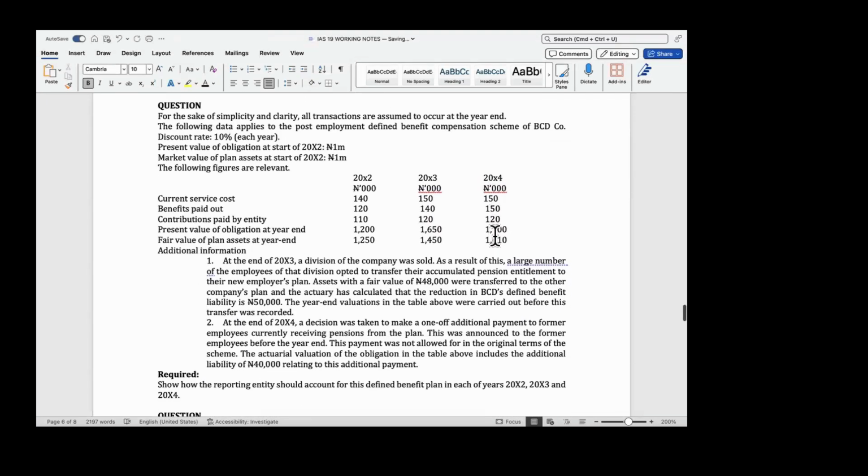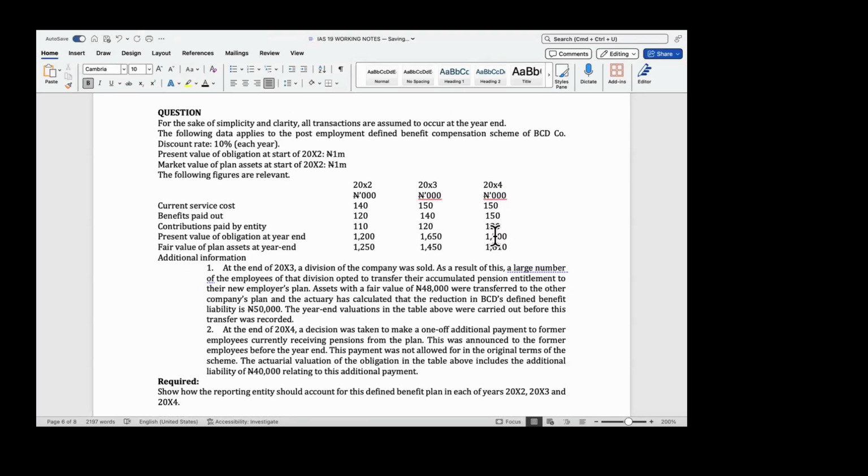For the sake of simplicity and clarity, all transactions are assumed to occur at the year end. The following data applies to the post-employment defined benefit compensation scheme of BCD company.